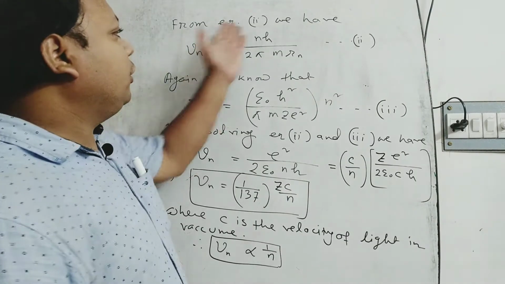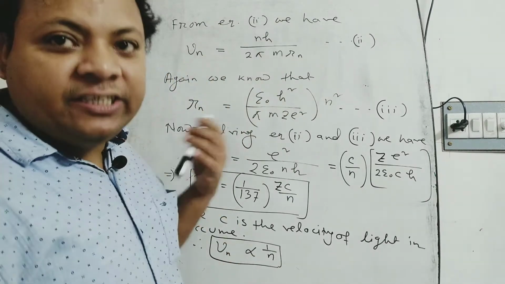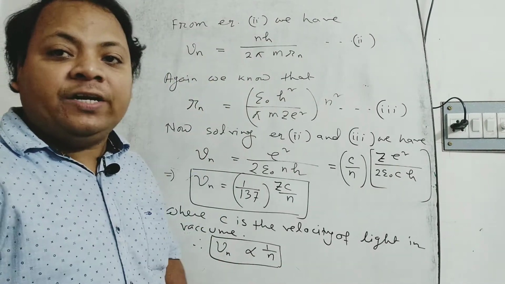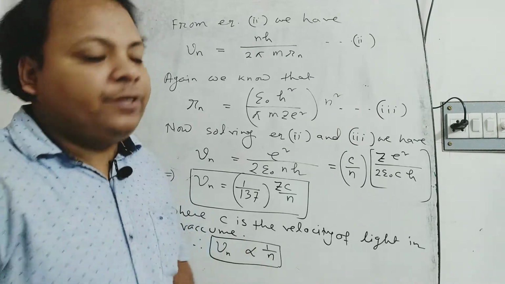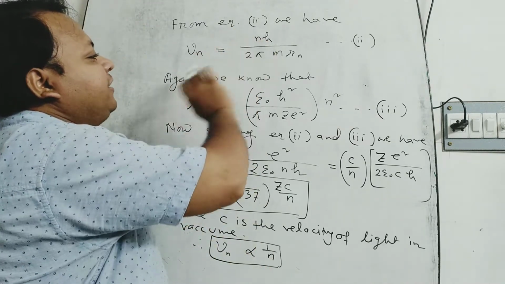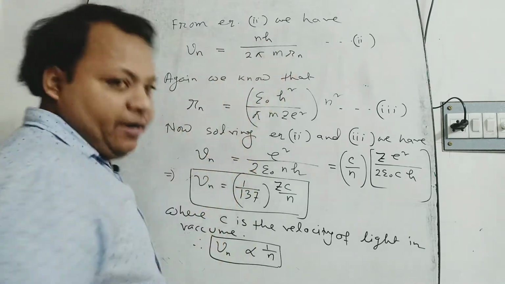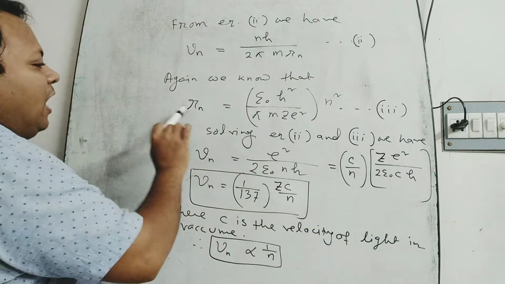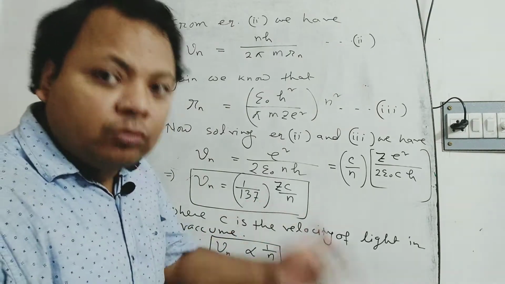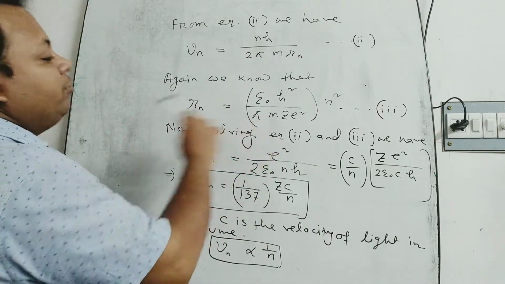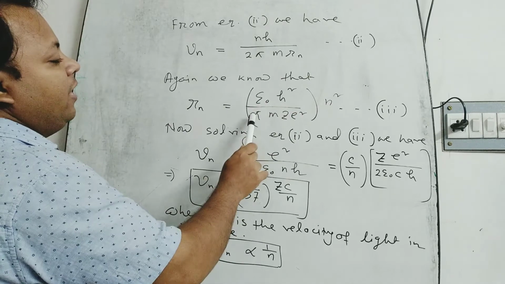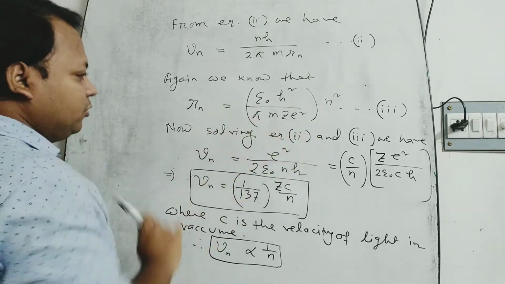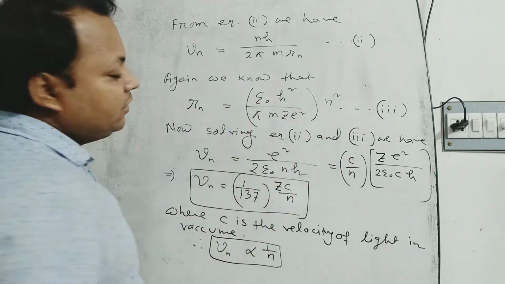Now from equation 2, we have v_n, that is the velocity of the orbital electron in the nth orbit, v_n is equal to nh by 2 pi m r_n. This is equation number 2. And again we know that r_n, the radius of the nth orbit, is epsilon 0 h square by pi m Z small e square into n square. This is equation number 3.